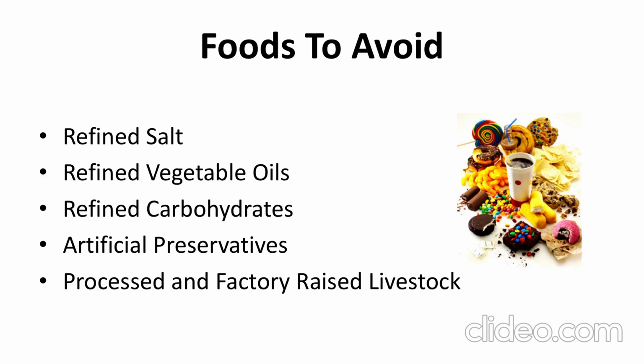The most important things to avoid are too many processed foods. Avoid refined salt. Use only natural, unprocessed sea, rock, or Himalayan salt. Avoid all refined vegetable oils. Use only cold-pressed or centrifugally extracted coconut, palm, or olive oils. Avoid refined carbohydrates, especially white flours and products. Avoid artificial preservatives, flavorings, and colorings.